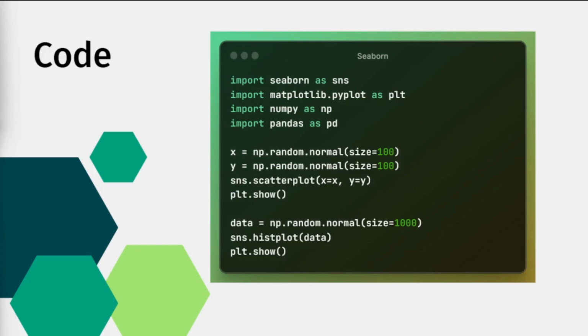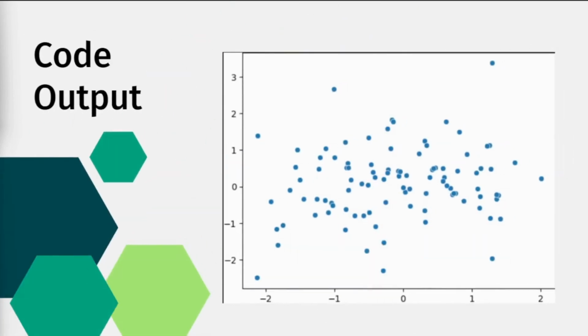Next, let's create a histogram of some sample data. We can create it using sns.histplot and passing the data in it. We can have the code output for the scatter graph. This will generate a scatter plot. As you can see, Seaborn makes it easy to create beautiful and informative visualizations with just a few lines of code.